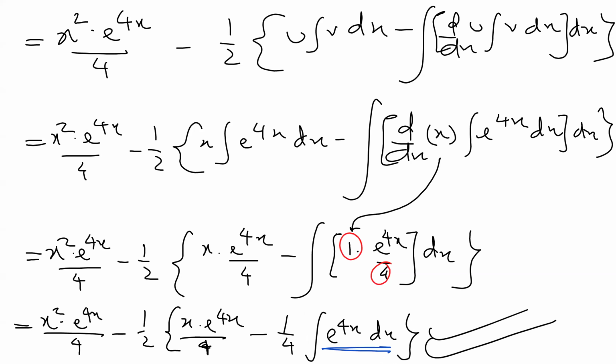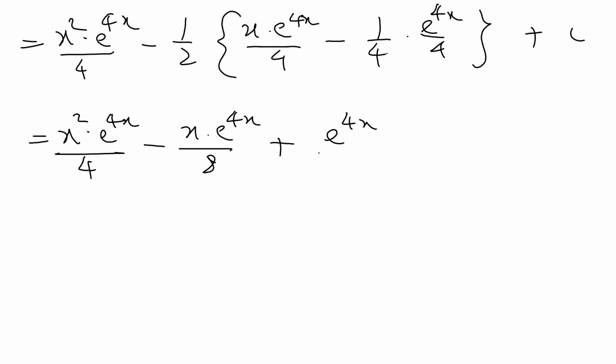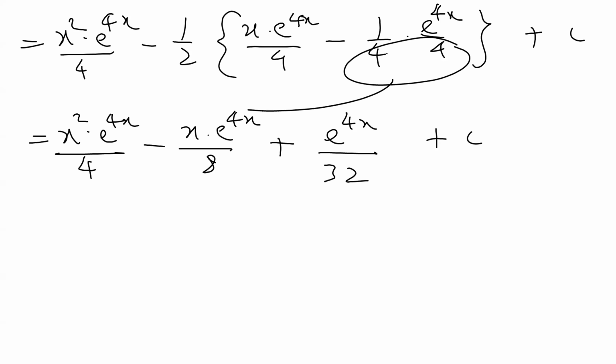Now we'll just open the bracket and complete the problem. x square e raised to 4x by 4 minus x e raised to 4x by 8 plus e raised to 4x by, anyone? 32. 4 4s are 16 into 2, 32.